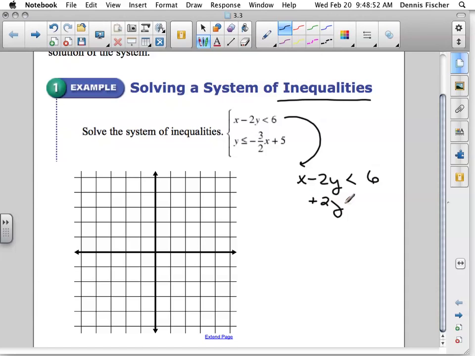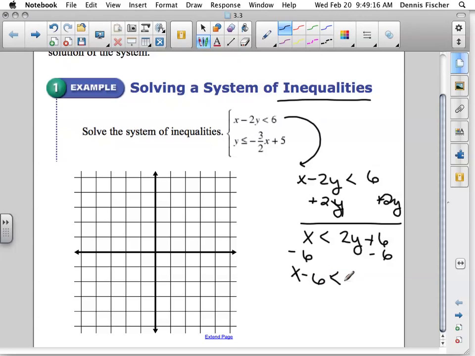That would be one way. Wait, are we trying to get x by itself or get y by itself? Oh, then you... But that's okay, we can do it this way. That's actually probably easier. If I'm going to get 2y by itself, I'm going to do this, and then what? Minus 6. Right, 6. So I'm going to get x minus 6 is less than 2y, and then what? Divide by 2.